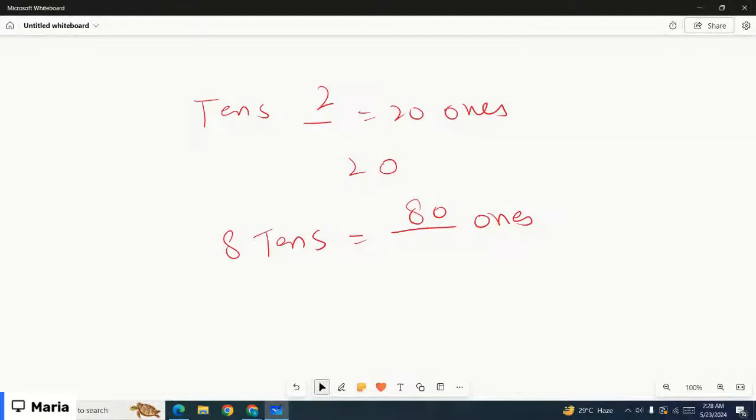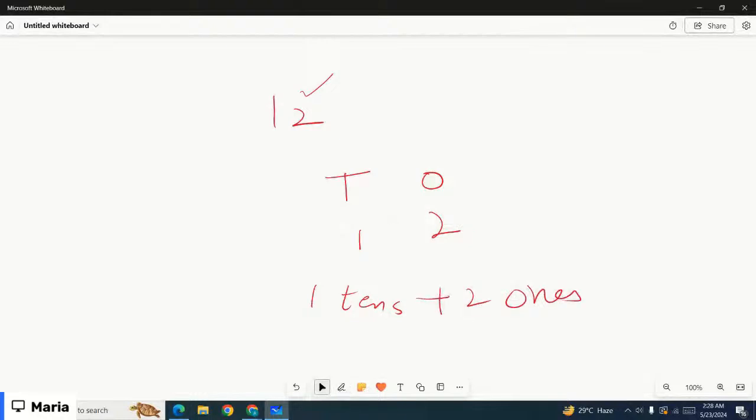Okay, now we're going to learn how we write numbers as tens and ones, right? For example, you are given the number 12. How do you write 12 as tens and ones? You need to make the place value chart, right? The rightmost digit is at the ones position, and the next is at the tens, right? So you have one tens and two ones. That's how we write numbers as tens and ones. Got it? The correct option is one tens and two ones.